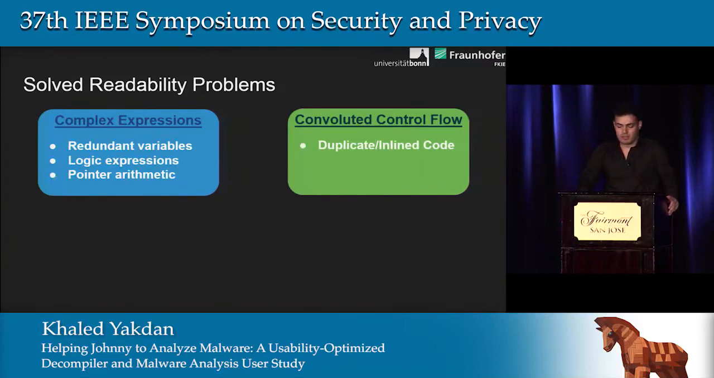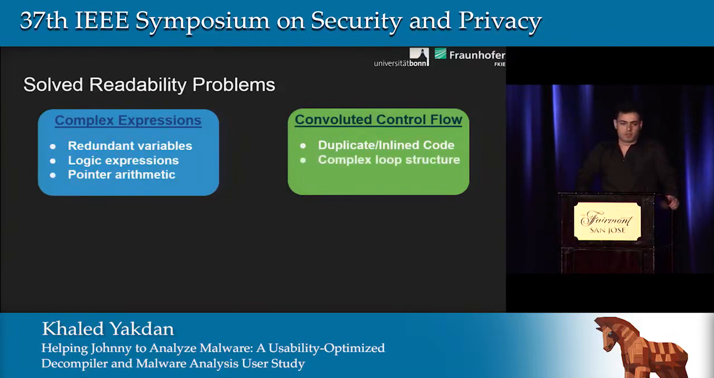For example, you have duplicate or inline code. And to solve this, we created an engine to query code and apply some transformations. So an analyst can simply write a pattern for an inline function, so that when this pattern is found, the whole code block will be replaced by a simple function call.